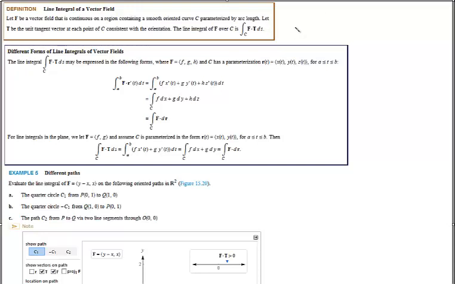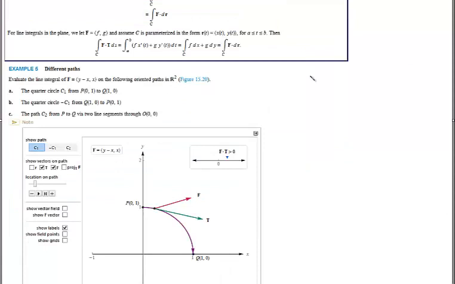Alright, first up we have our definition of a line integral of a vector field, and here is the integral that we'll be working with to get that line integral of a vector field. We will use our unit tangent vector at each point on C. Here are some different forms of those line integrals, and we will use whichever is most appropriate for our situation.